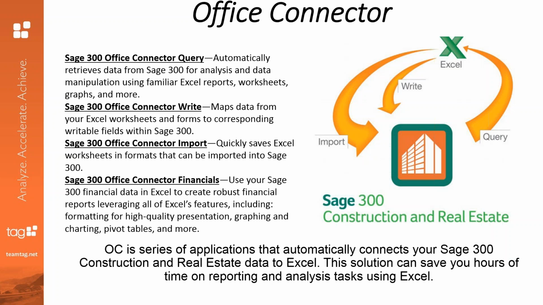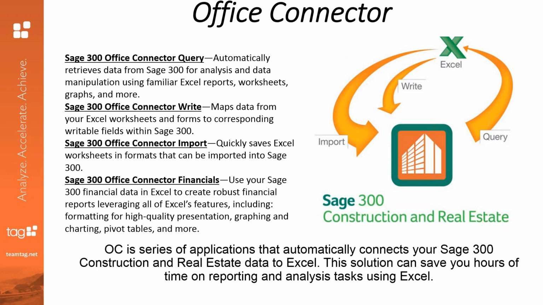One of the integration points that Sage has is Office Connector. And Office Connector essentially is an add-in to Microsoft Excel. And what it does is it integrates with your Sage Timberline, Sage 300 data, and it pulls all that data based on different criteria that you build into the templates. Pulls that data into Excel into different formats that you can then look at.